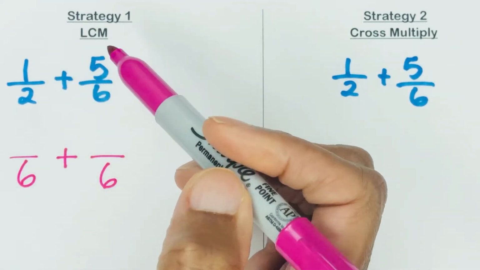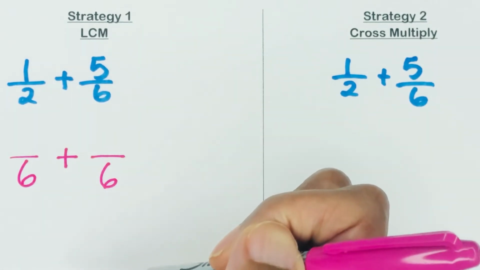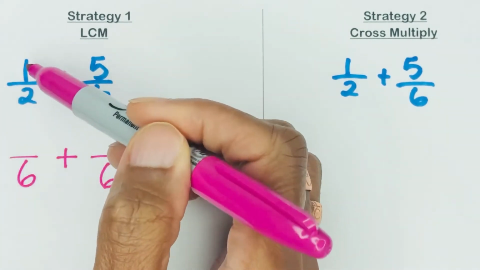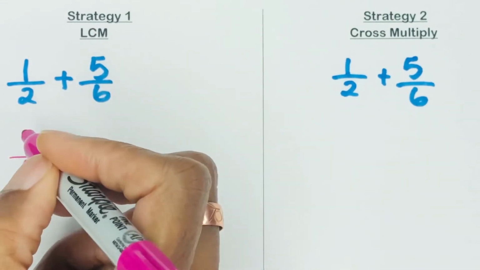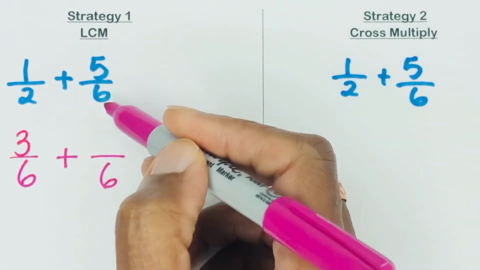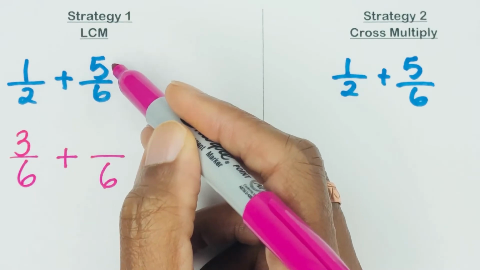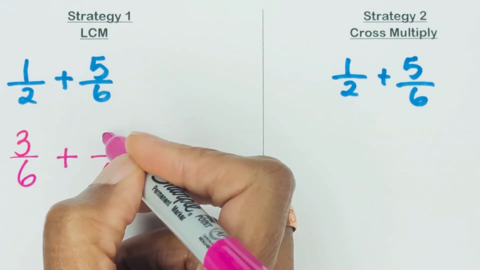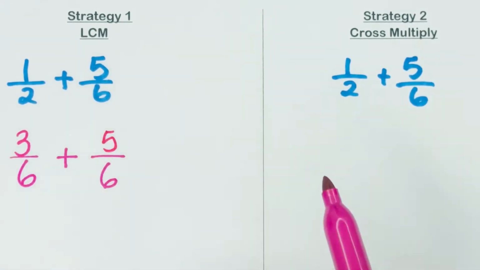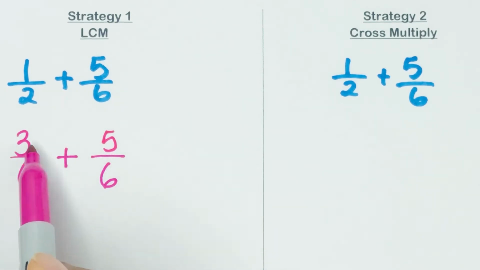So how do we work it out? Let's go ahead. 2 goes into 6 how many times? It goes 3 times. Then that 3 times the 1 at the top is 3. Then you go to the next one. 6 goes into itself 1 time. That 1 time the 5 at the top is 5. Now you have the same denominator for both of them. So you have equal parts, same parts. Now you just add the top.